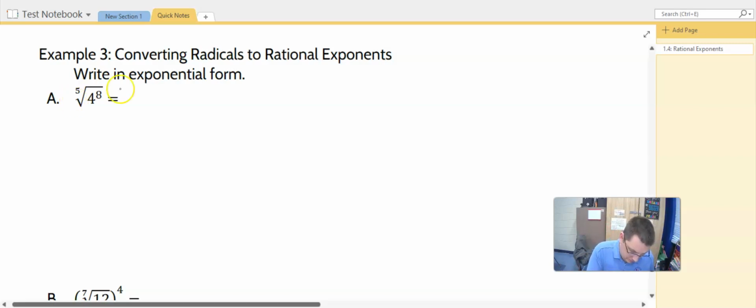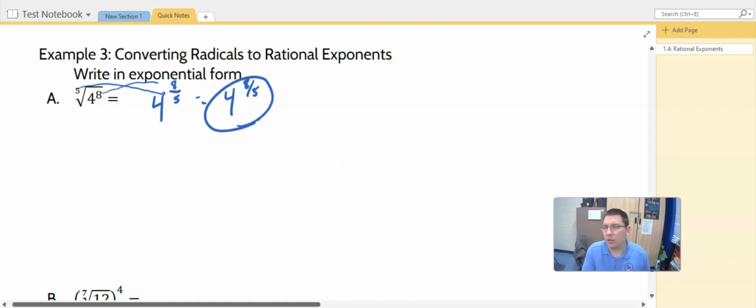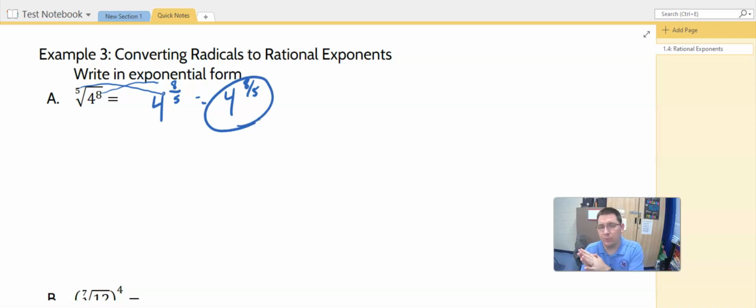And so we want to convert this over. So remember what goes where. Well, the 4 becomes the base of the exponent. And then we're going to have our power, which is a fraction. And remember that the index is our denominator. And the power is our numerator. And so we end up with 4 to the 8/5 power. And again, we're not looking for the decimal here. We're not looking to simplify this. We just want to convert it from the radical form into the rational exponent form.